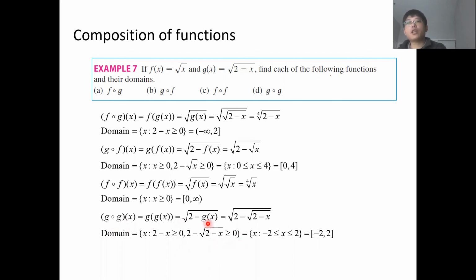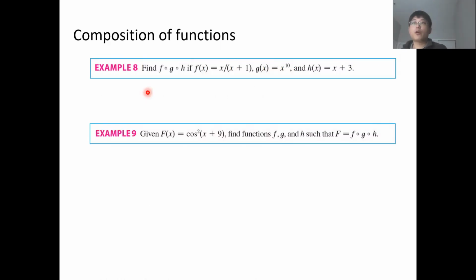Solving this inequality, you will get the solution, x sitting between minus 2 and positive 2, and the boundary points can be achieved. So in other words, we get the closed interval minus 2 to 2. Okay, so this concludes this example 7.